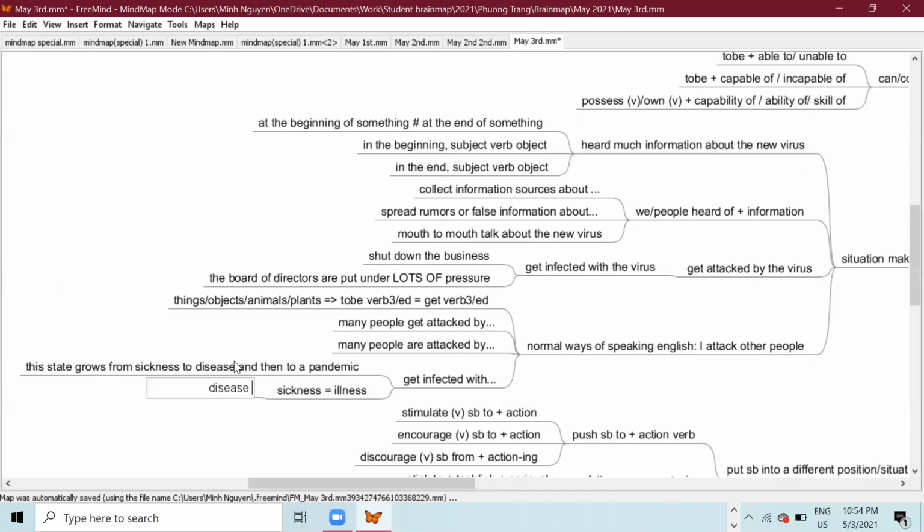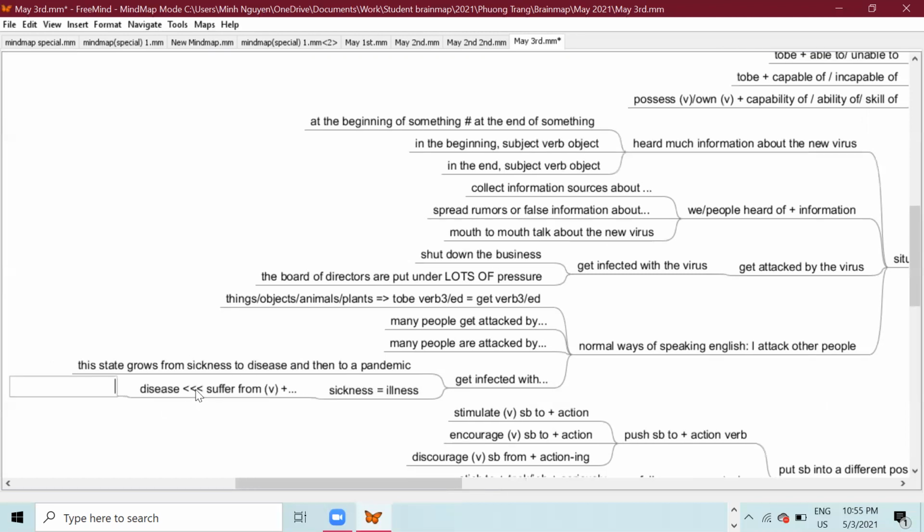And whenever you use disease, please think of the action verb suffer from. You are going to suffer from a disease like a severe headache, but the doctors try to examine you and they do not find what causes the headache. So from your sickness, it becomes harder and more horrible, that is called the disease. And if this kind of disease gets from this person to another person, and it goes on and on and on, we are going to use the word pandemic.